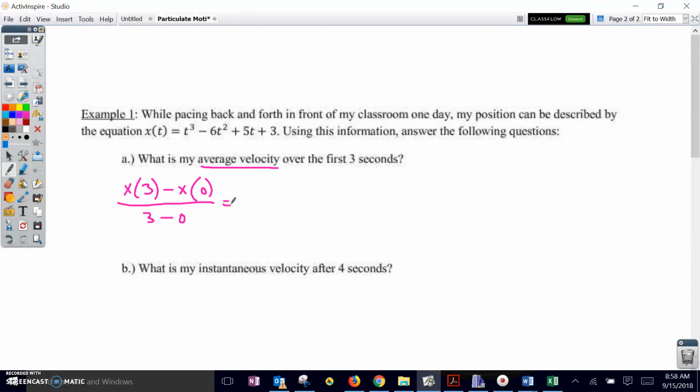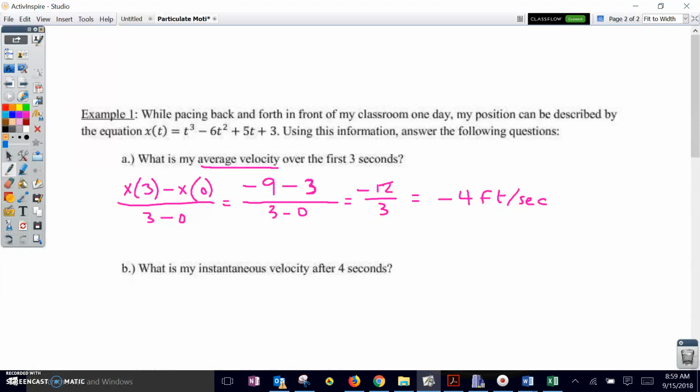Let's see, x of 3 is going to be 27 minus 54, that's negative 27, plus 15, that's negative 12, plus 3, that should be negative 9. And my position at time 0 should be 3. All over that time interval. So I get negative 12 over 3. And my average velocity, it doesn't tell me what my units are here. Let's call it feet. We're going to say this is negative 4 feet per second.